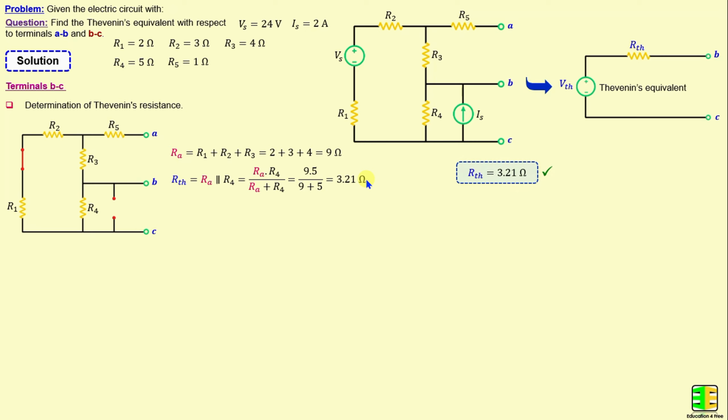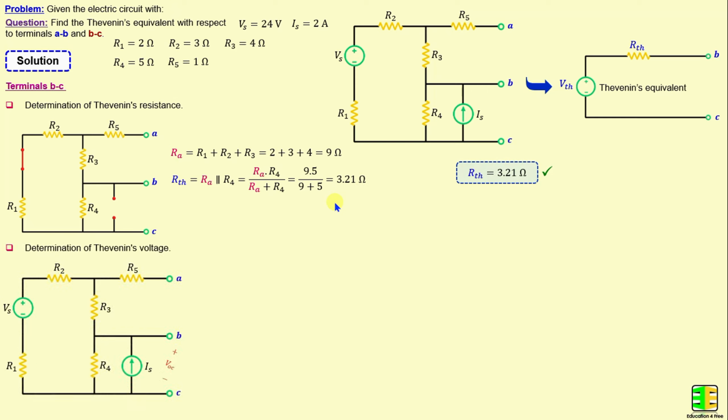After finishing the determination of the Thevenin resistance, we proceed to calculate the Thevenin voltage. The Thevenin voltage is basically the open circuit voltage calculated between terminals B and C. To find the open circuit voltage VOC, I will apply the mesh analysis method. And I will consider this mesh as mesh 1 and this mesh as mesh 2. And I will consider IA is the current in mesh 1 and IB is the current in mesh 2.